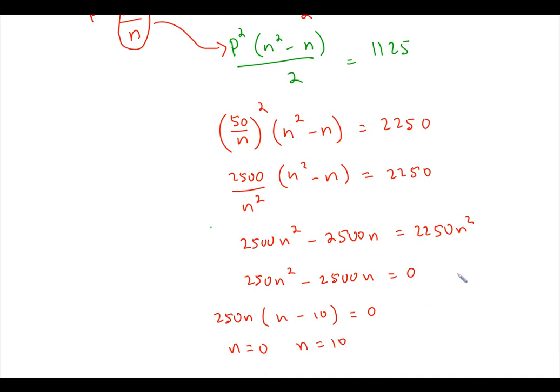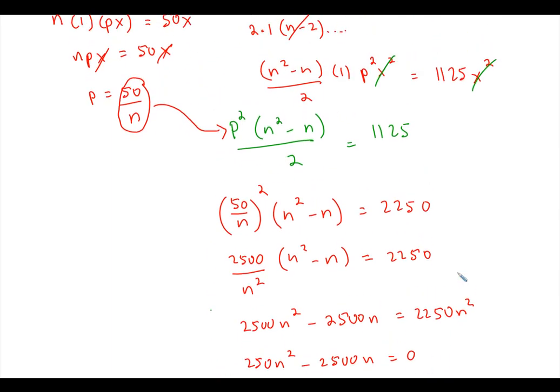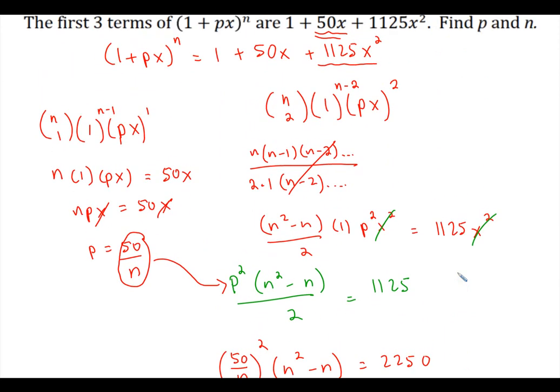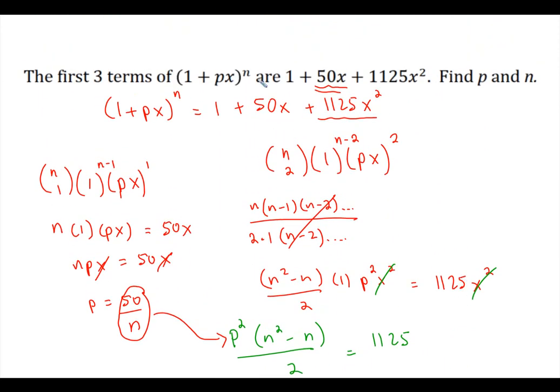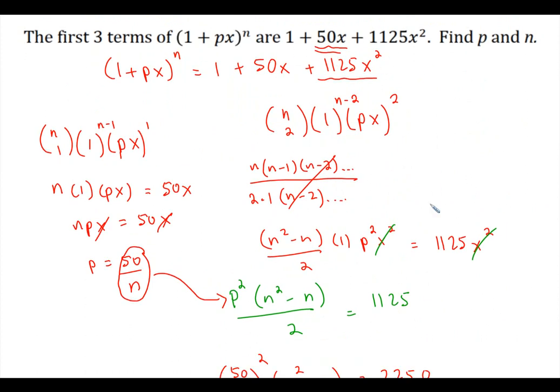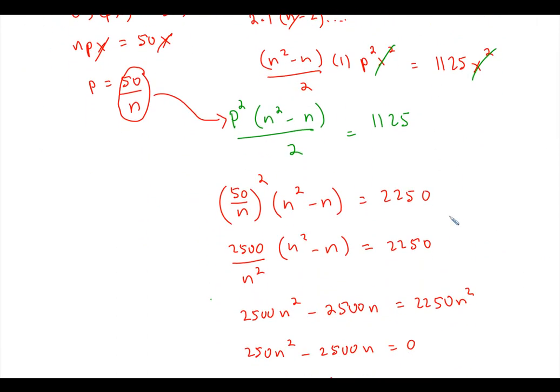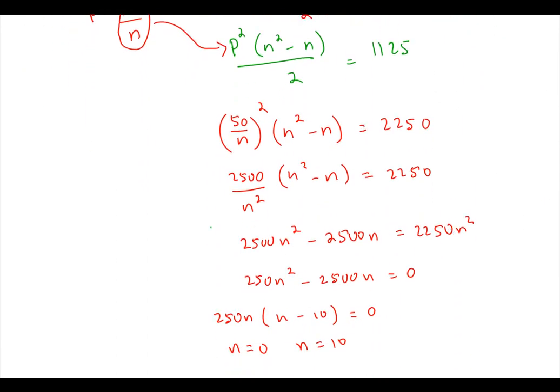Okay? Now, n equals 0 doesn't make sense, right? If we go back to our problem, if n is 0, anything to the 0 power is just going to equal 1. So that wouldn't give us our first three terms here. So we're going to reject that one right there. So we reject n is equal to 0. So we know n equals 10 is our solution, okay?